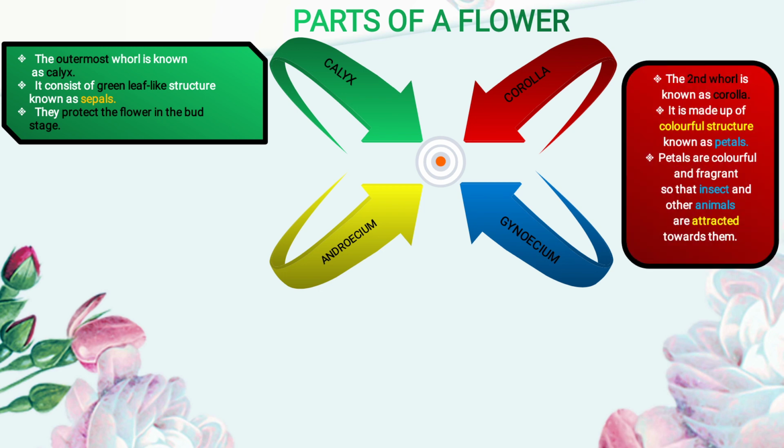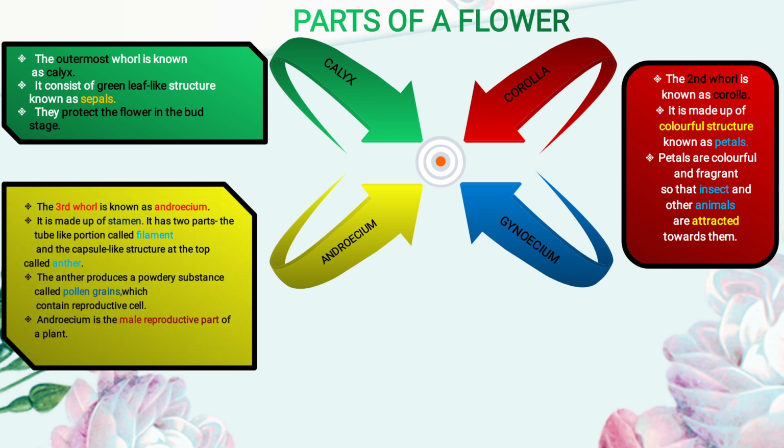Next is the corolla, the colorful part. The second whorl is known as corolla. It is made of colorful structures known as petals. So we can say corolla also, we can say petals also. Petals are colorful and fragrant, means they have a sweet smell, so that insects and other animals are attracted towards them.